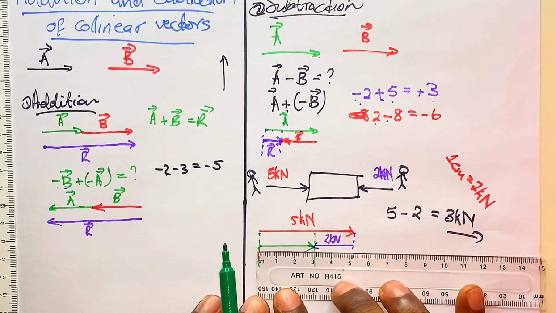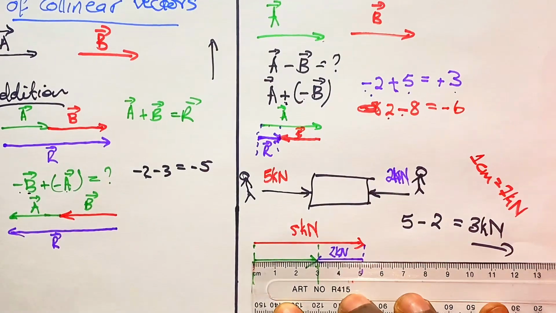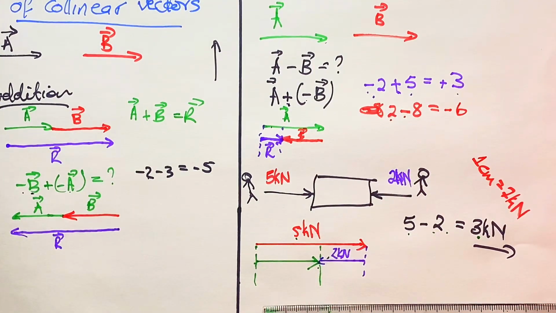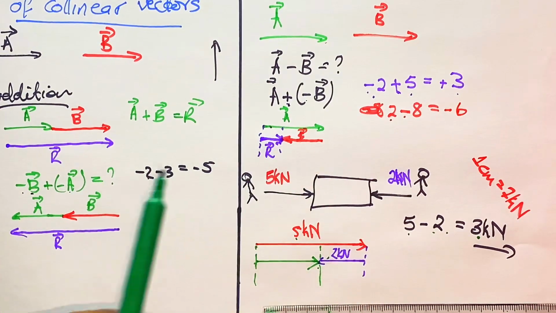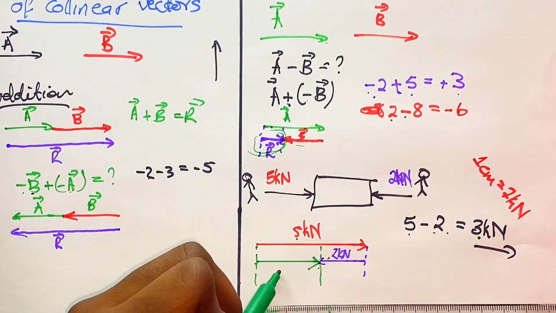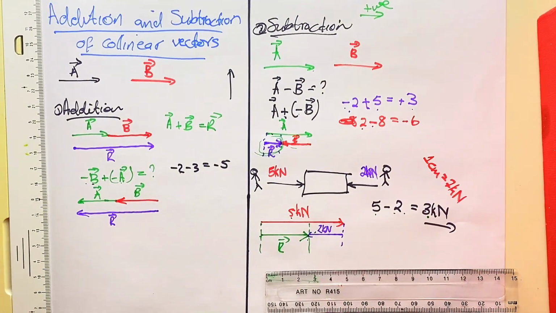But if you see here on my ruler, if you really zoom in there, you can see that my ruler says this is 3 centimeters. The same way here, 5 minus 2 is 3. So you can see that if you do them exactly to scale, this 5 minus 2 gives you 3. And that's why we say that if they go in different directions, you will draw one in one direction, draw the other in another direction, and your resultant is whatever space is left there. And that's how you add and subtract coplanar vectors.